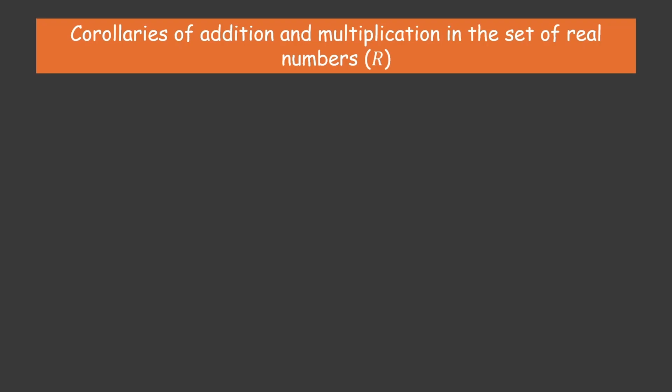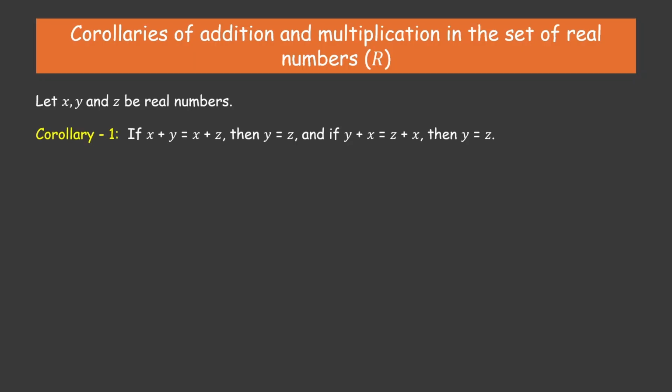By applying the axioms of addition and multiplication in the set of real numbers, the truth of some corollaries can be established. Let us have a look at the first one. Let x, y, and z be real numbers. Then the corollary says if x plus y is equal to x plus z, then y is equal to z. And if y plus x is equal to z plus x, then y is equal to z. Let us have a look at its proof.